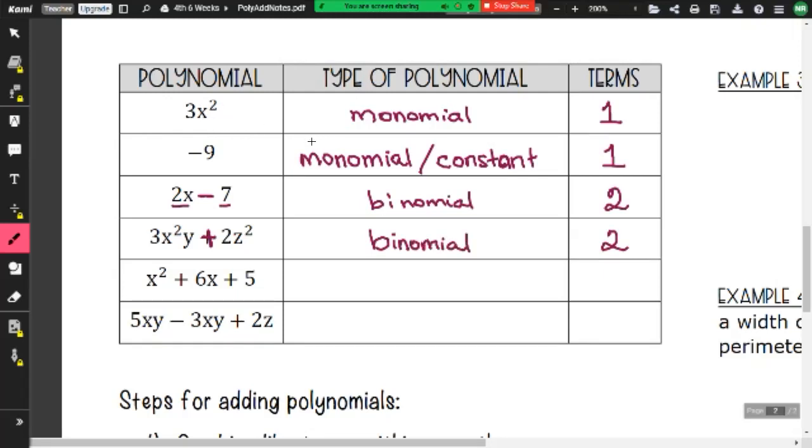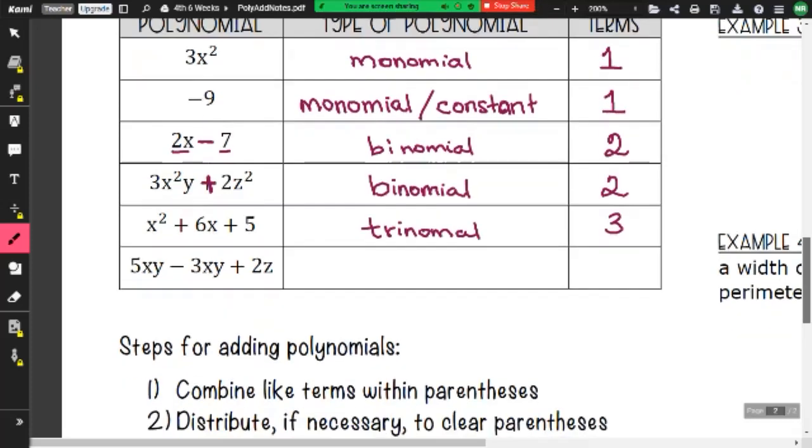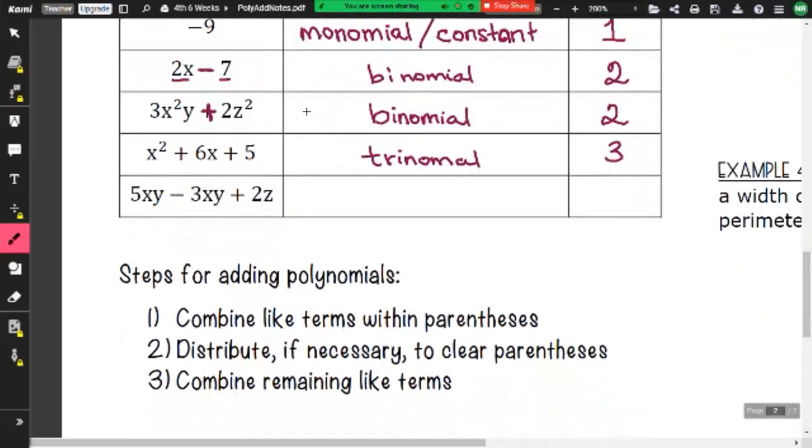What about the next one? So it's a Reuben. I see you holding up fingers. I'm not stupid. Trinomial. And then the last one. I'm gonna chunk something at you. Trinomial.